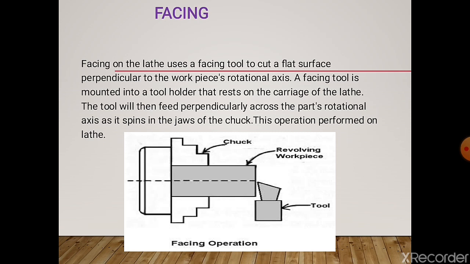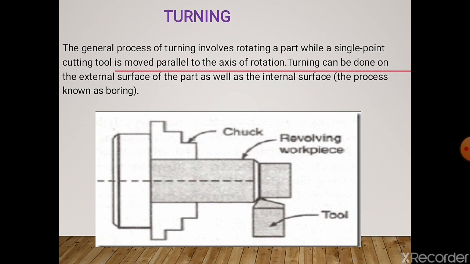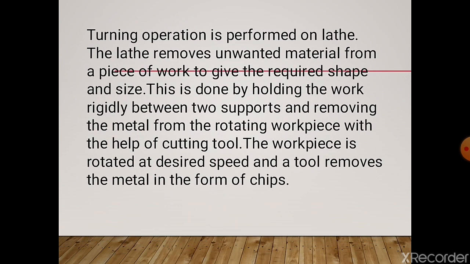Next one is the turning operation. The general process of turning involves a rotating part while a single point cutting tool is moved parallel to the axis of rotation. Turning can be done on the external surface of the part as well as the internal surface. The internal surface process is known as boring. Turning operation is performed on the lathe.